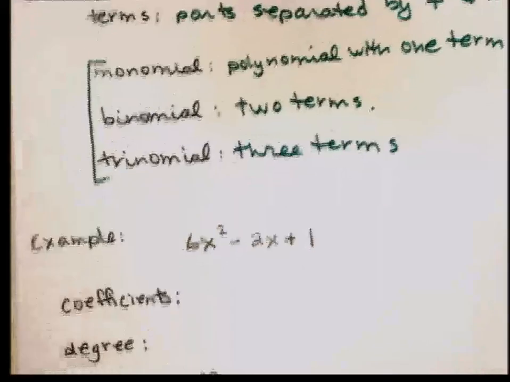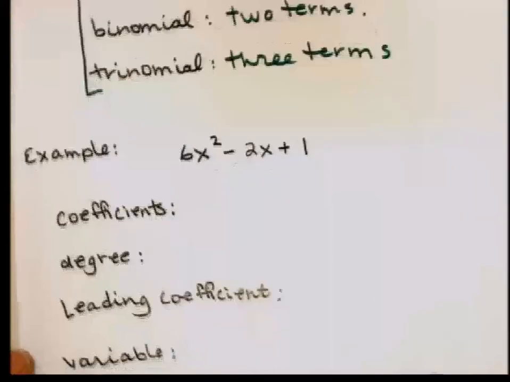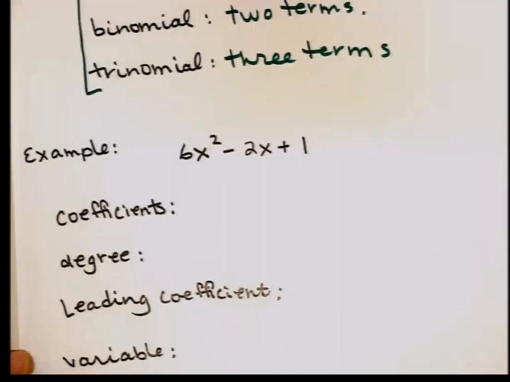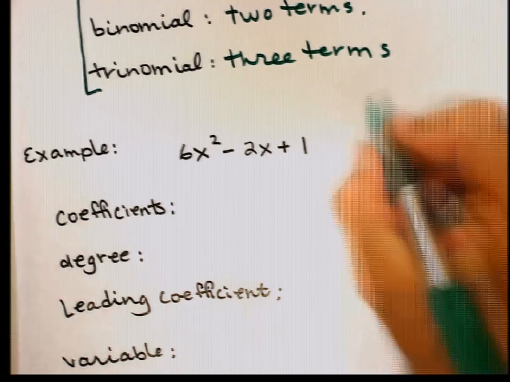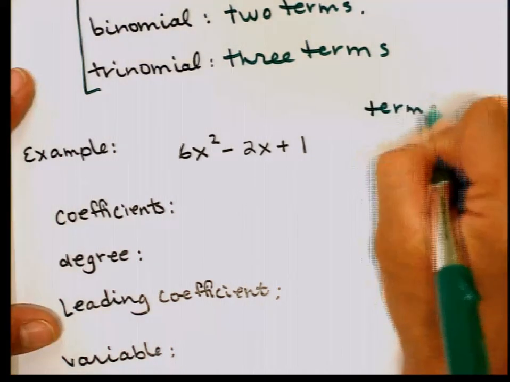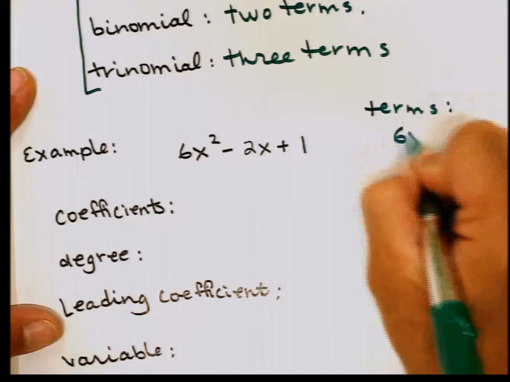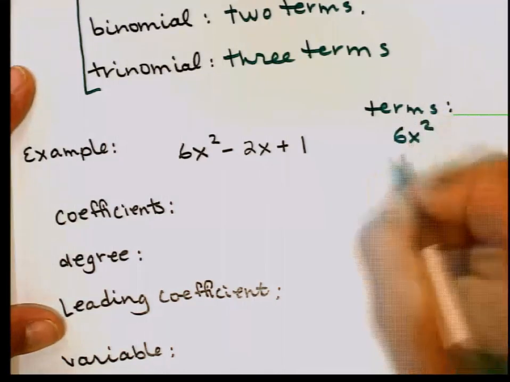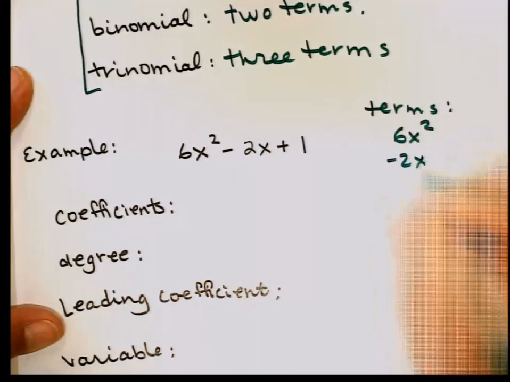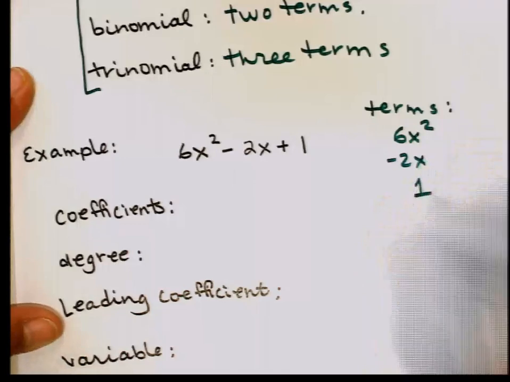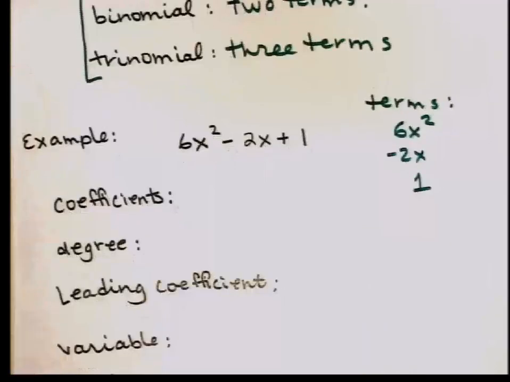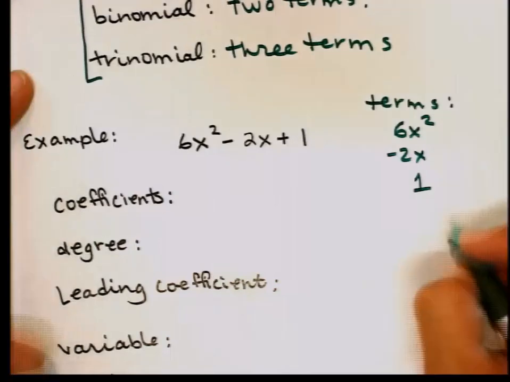Okay, so here's an example. 6, so try to read along, 6x squared minus 2x plus 1. So what are the terms? Exactly, so 6x squared is one of them, negative 2x is the other one, positive 1 is the third one. So there are three terms, so we would call this a trinomial, exactly.